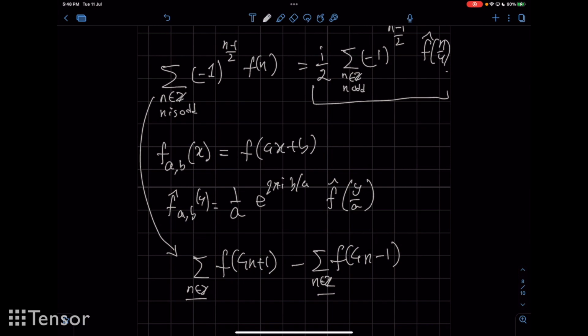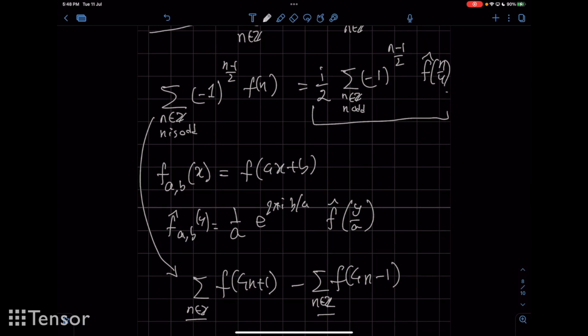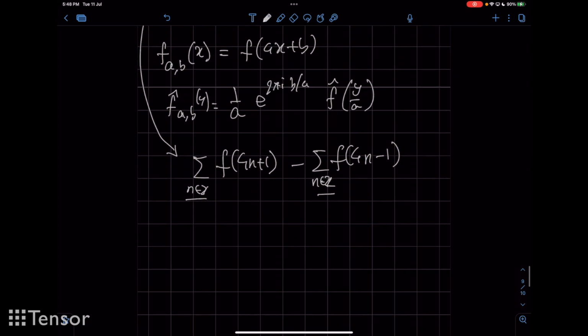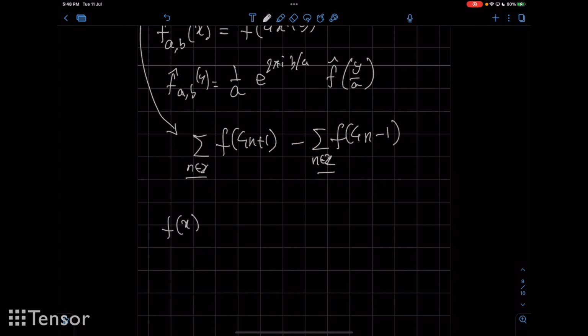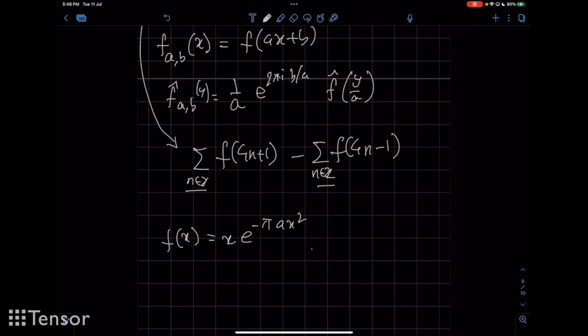Okay, so we are going to use this formula on a function that is defined as f of x is x e to the negative pi a x squared. Again, in order to use the Poisson summation formula, we need to verify that the function and its Fourier transform both are absolutely integrable. Because otherwise, we cannot switch sum and integral, which we did in the proof of Poisson summation formula.